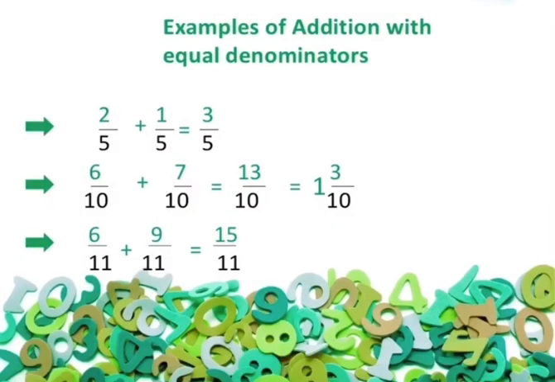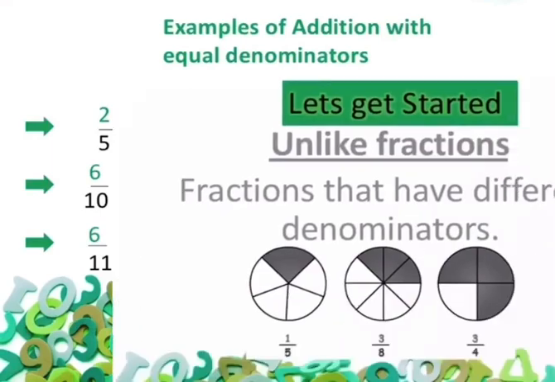Some other examples with equal denominators are: 2 by 5 plus 1 by 5 will be equal to 3 by 5, as the denominator remains the same and we add the numerators, that is 2 plus 1. Similarly, here we can do 6 plus 7, that is equal to 13, and it is written in mixed form or as a mixed fraction. Similarly, here 11 is the denominator and will remain the same, and we add the numerators, that is 6 plus 9, which is equal to 15.